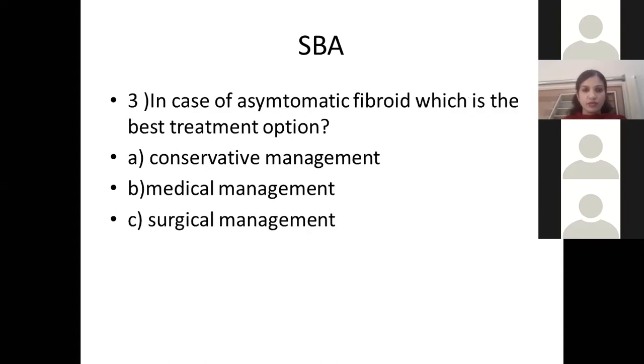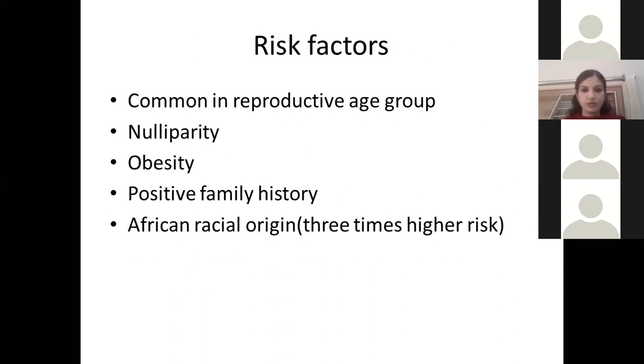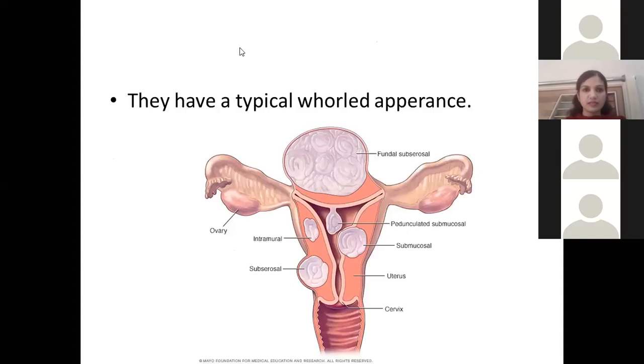Okay, so if you have any queries, you can raise your hand or you can text me. Fibroids are very common. Fibroid is a very common gynecological problem in females, and we usually encounter these patients in our OPDs. And so we have questions here.